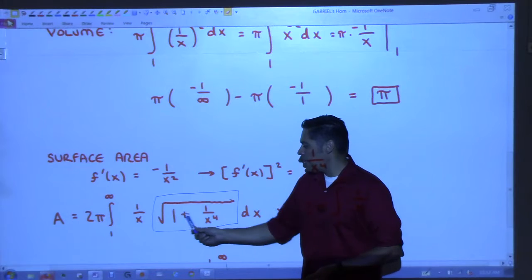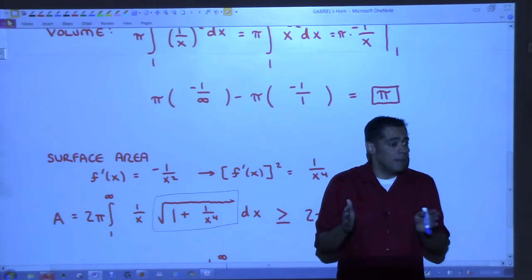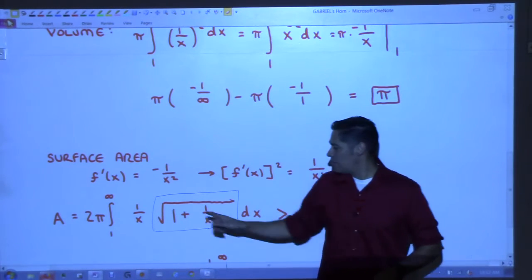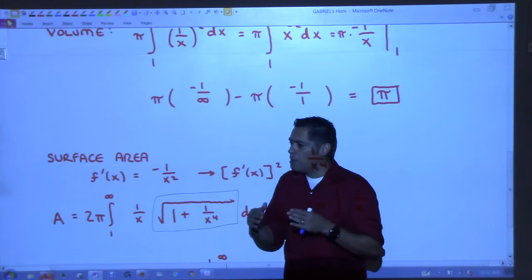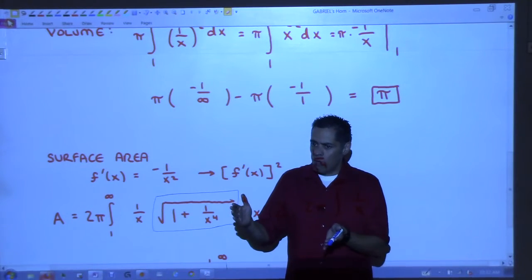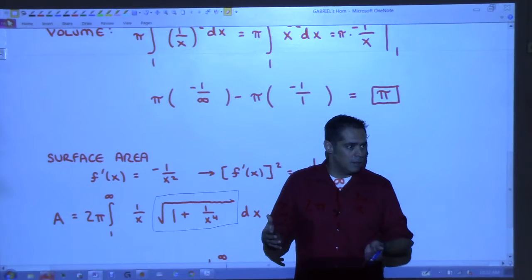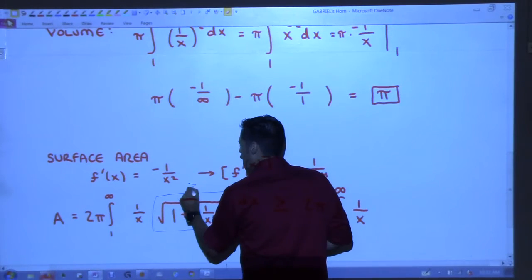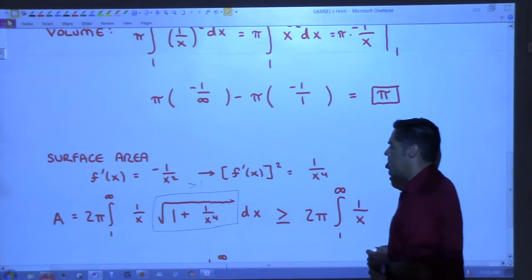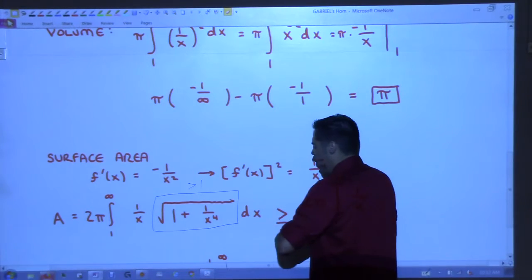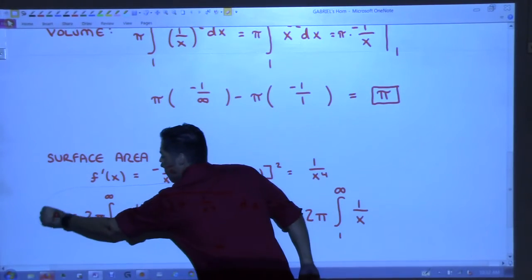Yeah. So if you add a positive number to 1, it's a little bit bigger than 1. And if I take the square root of that, that's still bigger than 1. So any number bigger than 1, if you take its square root, it's still bigger than 1. So you all agree that this is bigger than 1? Yes? Okay.